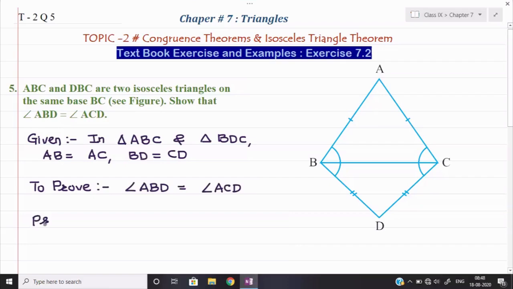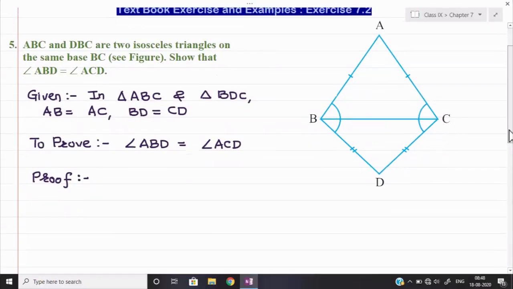Now this is a unique question where we will not use any congruence criteria, because the given is not like that where we can use the congruency criteria. Without using congruency criteria, this question can be done. So let us see how we can do it.